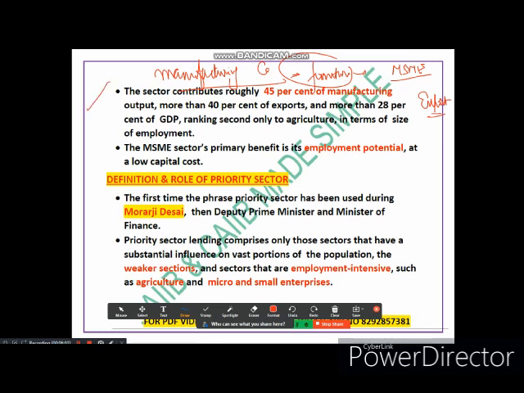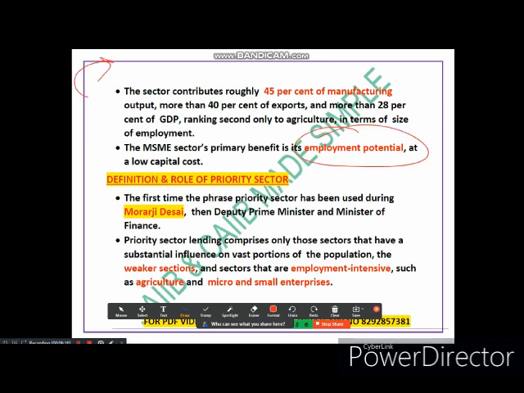The next paragraph talks about how the MSME sector is advantageous. Why is it advantageous? Because it has the potential to create a significant number of jobs with relatively low investment requirement. Okay, so it is employment potential. Let me take an example. Let's take a small bakery business.